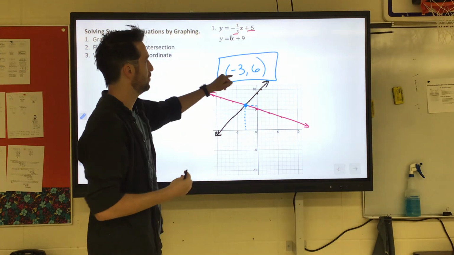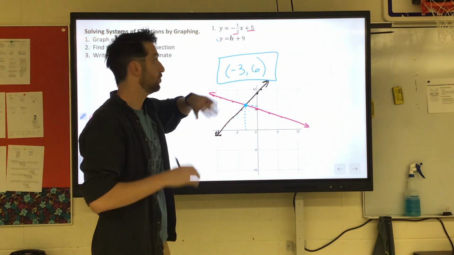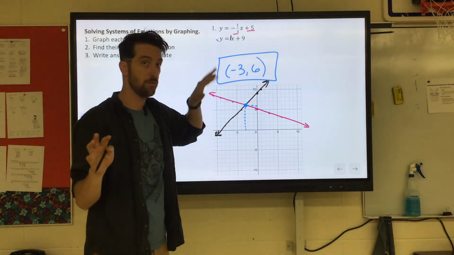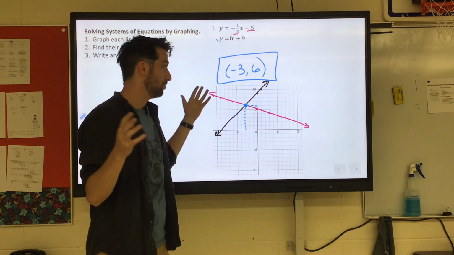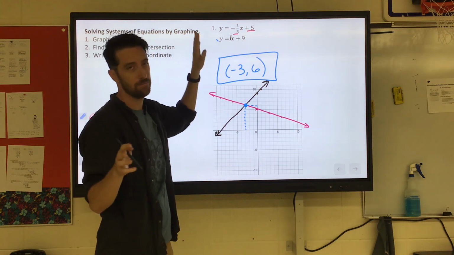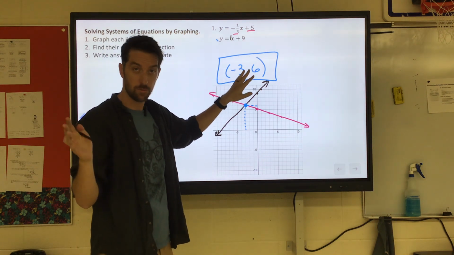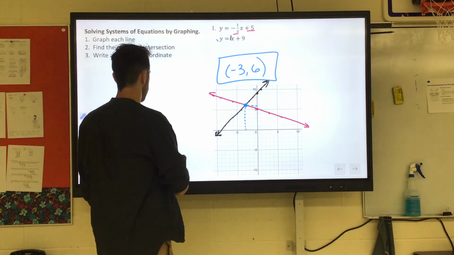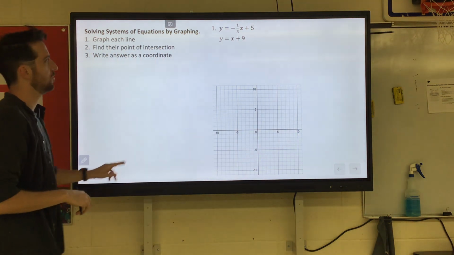Now if you substitute those in for x and y in both equations, they work, both equations. No other set of numbers will work in both of those equations. That's what we're trying to find. So let's try some more. We got 2 more coming up right here.